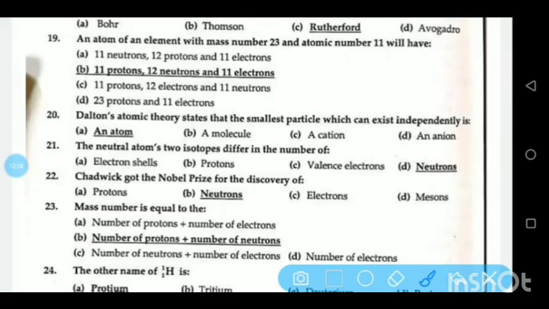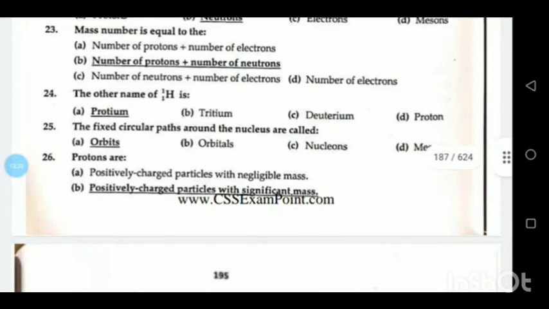An atom of an element with mass number 23 and atomic number 11 will have 11 protons, 12 neutrons and 11 electrons. Dalton's atomic theory states that the smallest particle which can exist independently is an atom. The neutral atom's two isotopes differ in the number of neutrons. Chadwick got the Nobel Prize for the discovery of neutrons. Mass number is equal to the number of protons plus number of neutrons.